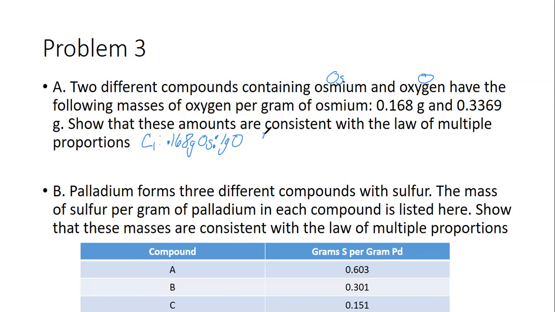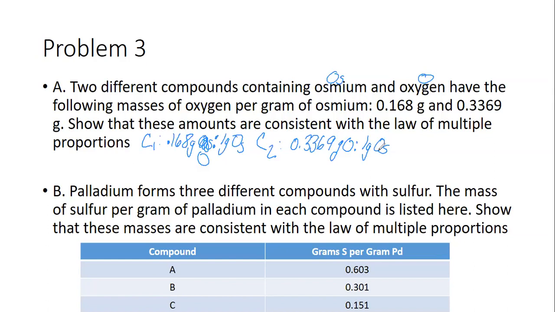And in compound 2, oh, sorry, I got it the other way around. It's 0.168 grams of oxygen per 1 gram of osmium. Compound 2, we have 0.3369 grams of oxygen per 1 gram of osmium. And we're asking, is this consistent with the law of multiple proportions?